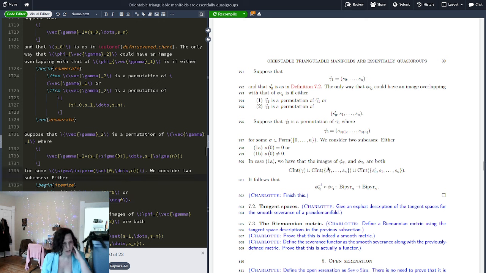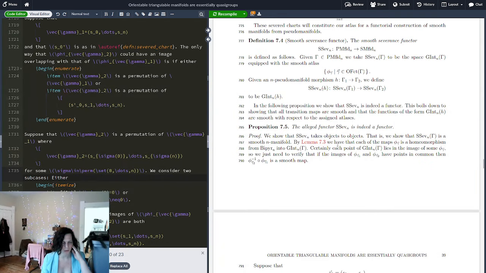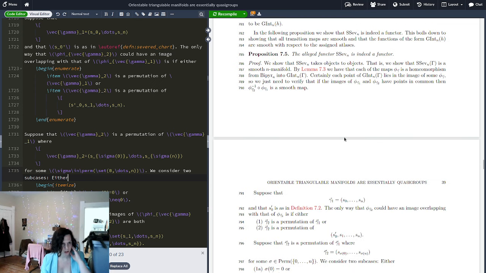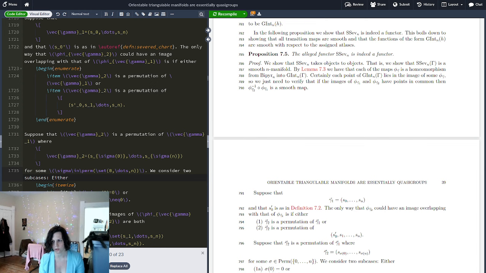All right, cool. So, let's see where I was at with this. This is definitely where I was before. Okay. So, I'm trying to show that these transition functions give us a smooth map. And so, I have some oriented simplex, and I'm going to have something else that has an overlapping image. Okay, I think it's time for me to start drawing a picture.